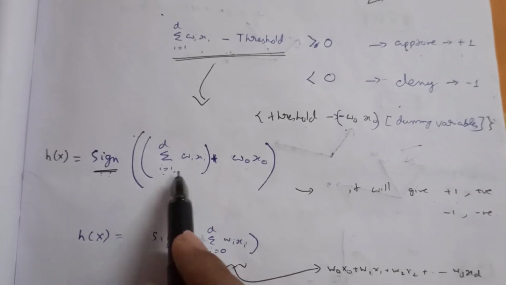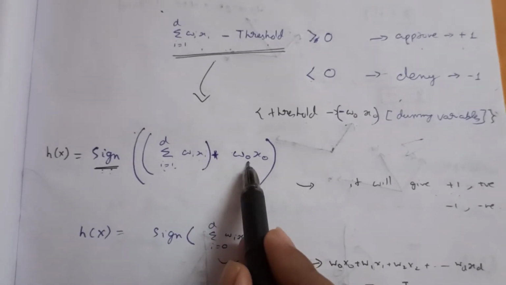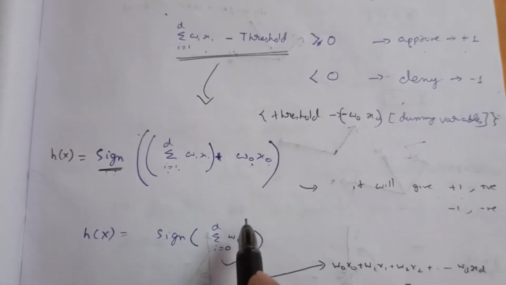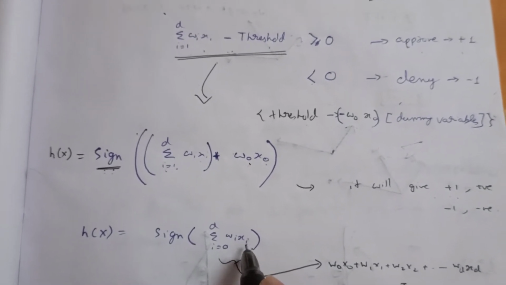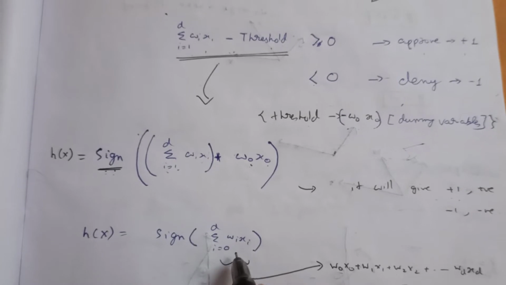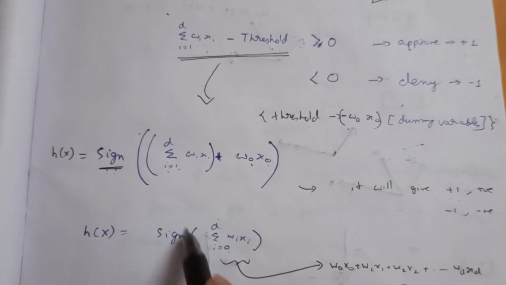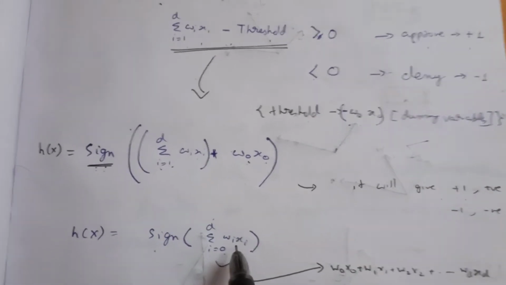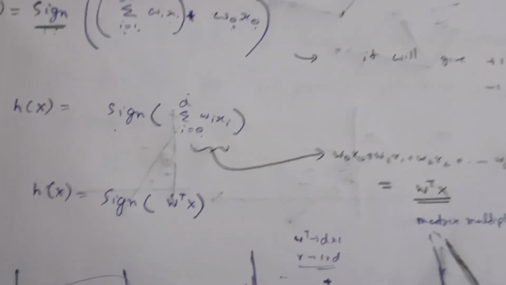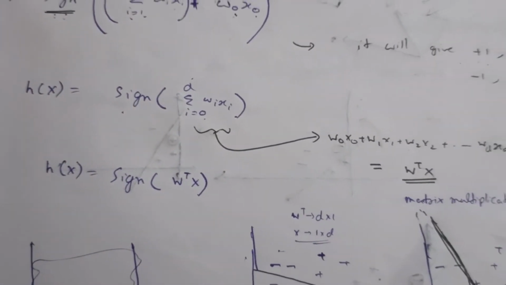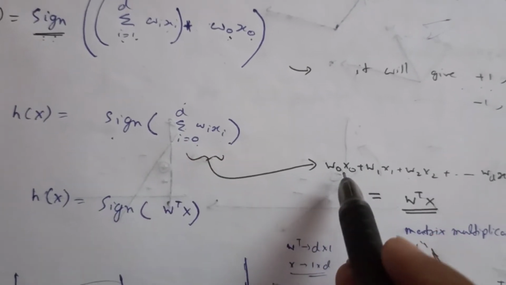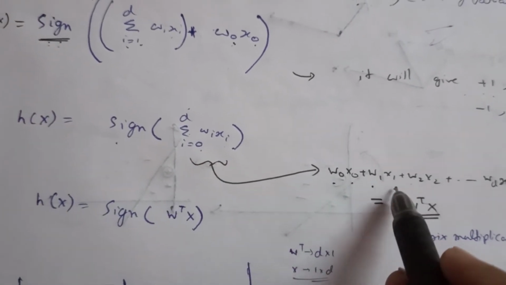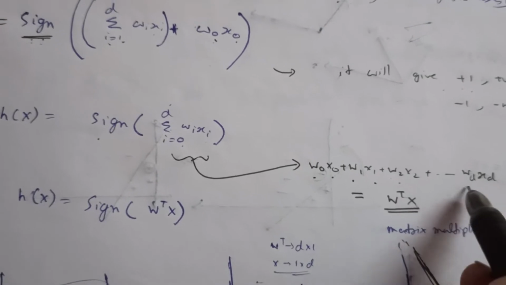I equals 0 to d now, because this w0 x0 is also included. So it will become the summation of wi xi from i equals 0 to d, and we are taking sine of this whole thing. Now this is h(x), or our hypothesis, which will give us the credit approval system. We can write this as w0 x0 plus w1 x1 plus w2 x2 up to wd xd.